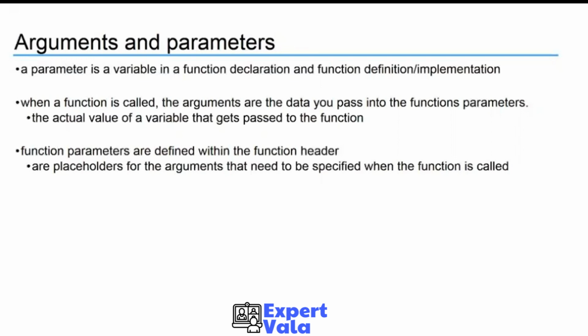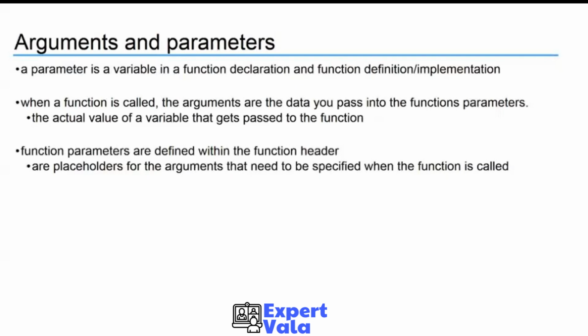So understand the difference here between arguments and parameters. Parameters have to do with the function definition and declaration. Arguments are where you call the function, when you invoke the function, the data that you are passing.